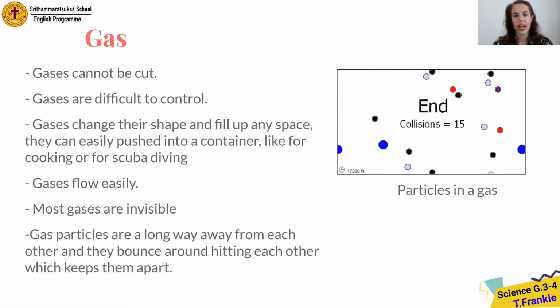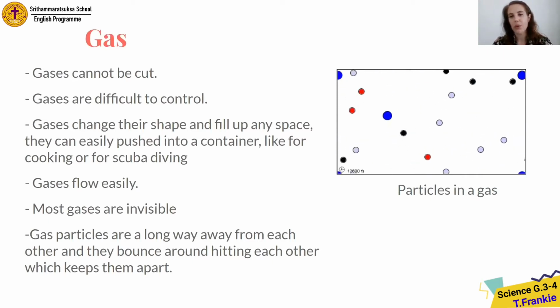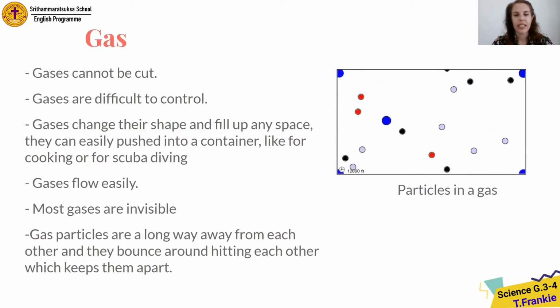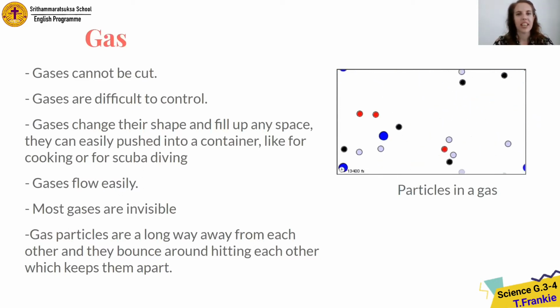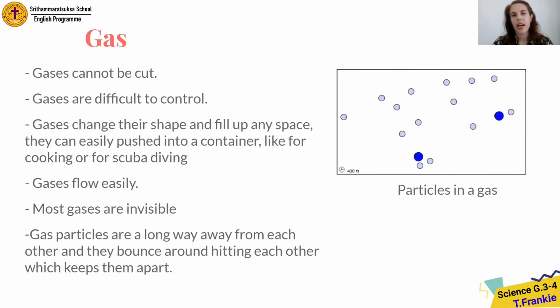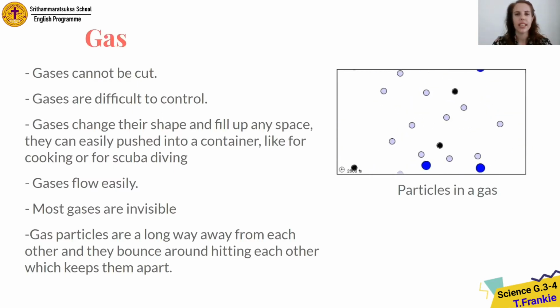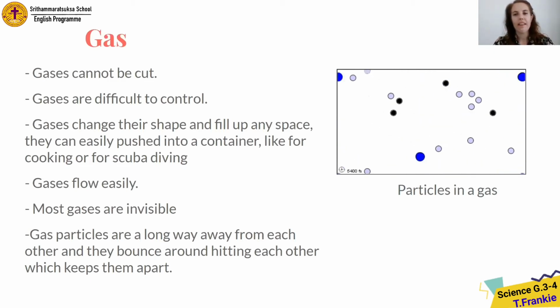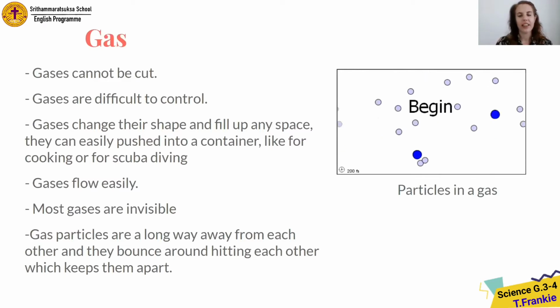Okay, so if you are cooking, you might have a gas stove, or if you like to go scuba diving, you will carry around air on your back. Okay, so gas can also change its shape. Gases also can flow. Some gases are invisible. Some gases have a color, some gases have a smell. A lot of gases we do not know that they are there, like the oxygen in the air that we breathe. We can't smell it or taste it or see it. Okay, last one, gas particles. Unlike a solid or a liquid, they are far apart and they can move around, bounce around, hit each other, bounce off each other, and go somewhere else.